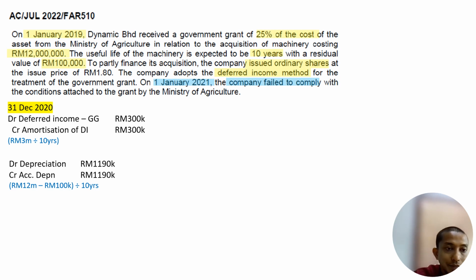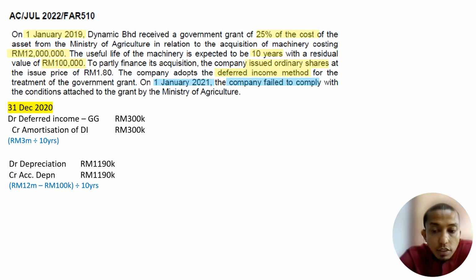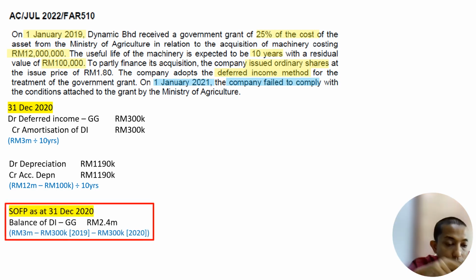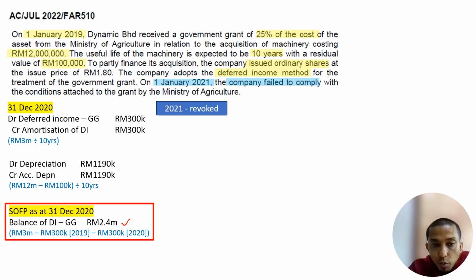Because next year is the revocation, 2021 is the revoke, I just want to know how much actually the remaining balance of our deferred income is. By right, for deferred income we just minus two times only, 2019 and 2020. So we have deferred income of 2.4 million here. Therefore, how to do this? The revoke in 2021, again similar.